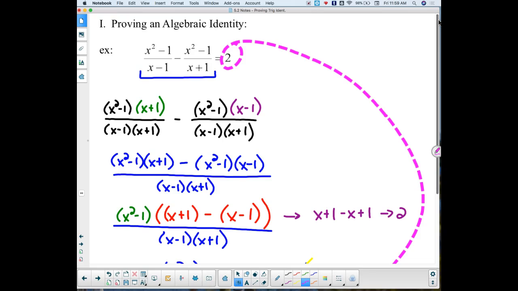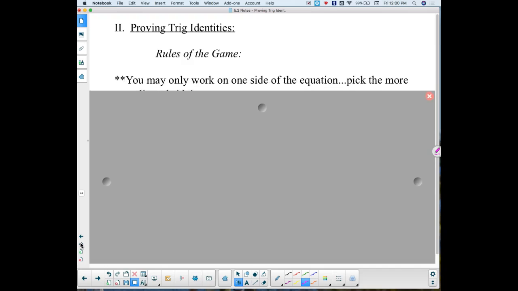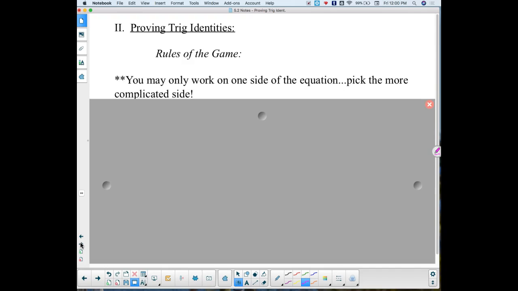Again, I will tell you the problem and the answer. You just have to fill in how to get there. Okay? And we live by one simple rule. And that one simple rule is you can only work one side. We're not working both sides at the same time. We're only going to work one side at a time. And once we pick that side, we're going to stick with that side, and we're going to keep going on that side until we get to the other side.